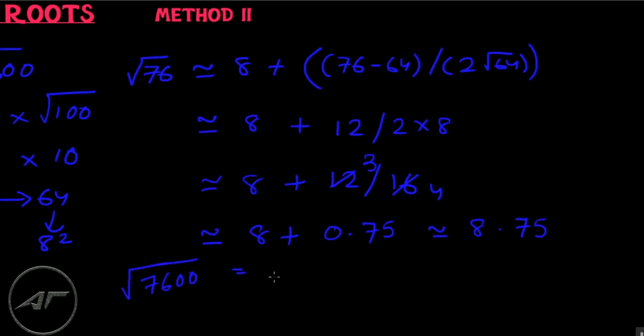Now therefore root of 7600 is going to be 8.75 into 10, which is 87.5. So here we have the approximated value, or the closest approximation, of the square root of 7600. This way we can find square roots of imperfect squares of very large numbers as well, by breaking them up into multiplications of imperfect squares and perfect squares.